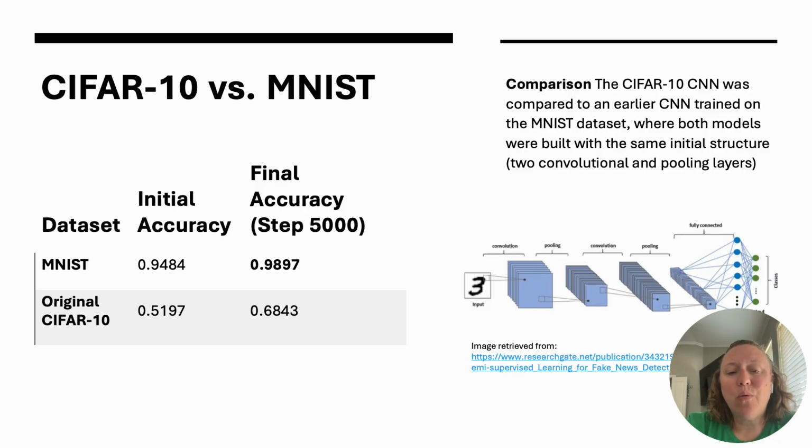This 68.43% final accuracy for the CIFAR-10 dataset is significantly lower than the MNIST at 98.97%. While it's better than random chance, it's far from the performance we would want in a practical application. So the model was clearly having difficulty distinguishing between the complex, varied images that are found in the CIFAR-10 dataset.